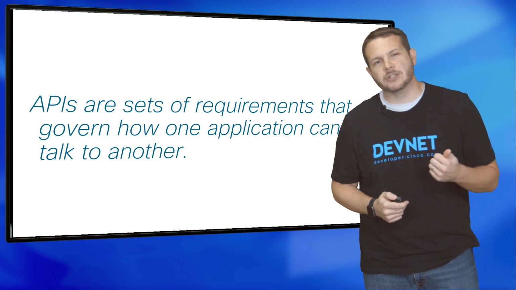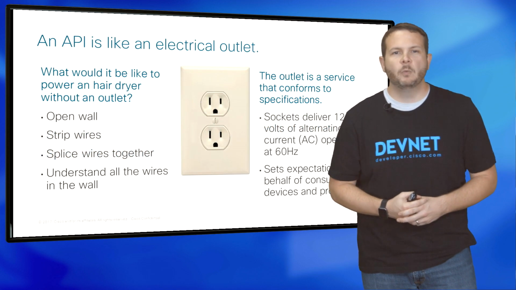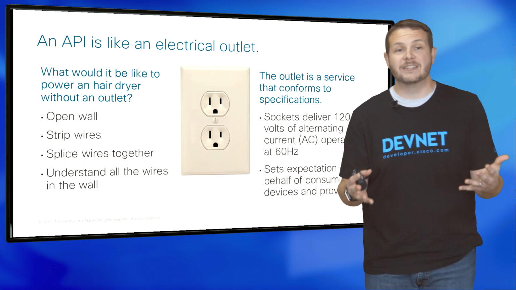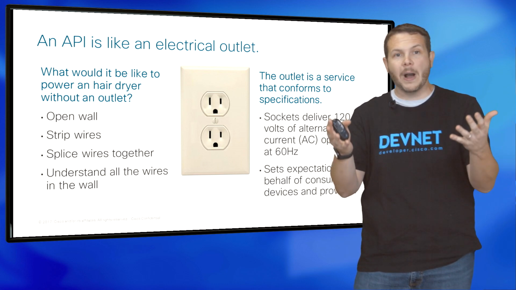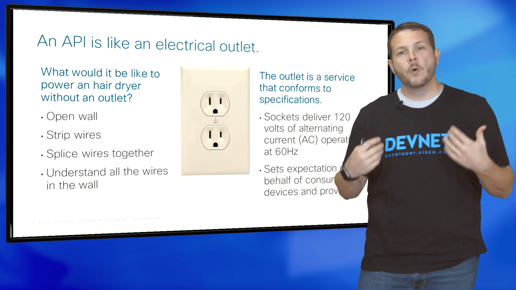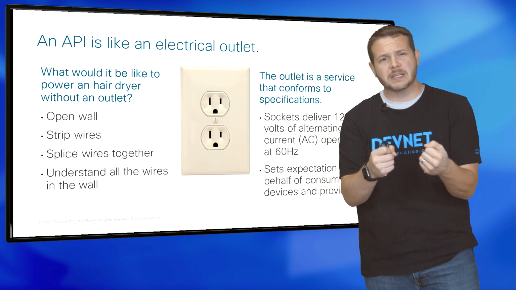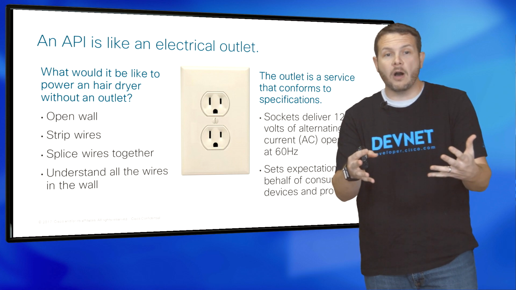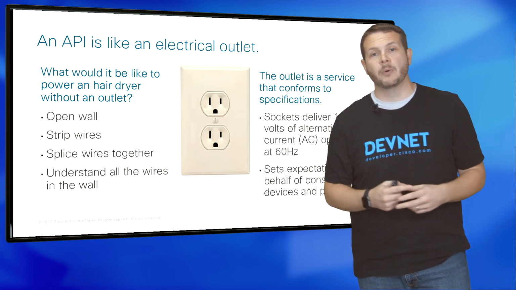Now let's use an analogy. We can think about an API like an electrical outlet. What would it be like to power our hairdryer or toaster or any other device if we didn't have outlets in our houses? Well, we'd have open walls with wires just coming down next to the studs. We'd be responsible to strip those wires and manually splice them together from the walls to our appliances. We'd have to understand every wire in the wall, where they're coming from, where they're going to, what they support.